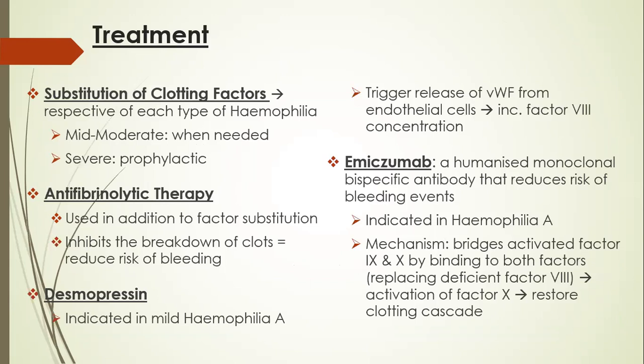So treatment is the substitution of clotting factors respective of each type of hemophilia. So for hemophilia A it is factor 8, hemophilia B is factor 9, and hemophilia C is factor 11. In mild to moderate, you only do substitution of clotting factors when it's needed, and in severe, it's prophylactic. Antifibrinolytic therapy can also be used in addition to factor substitution, and this inhibits the breakdown of clots, therefore reducing the risk of bleeding.